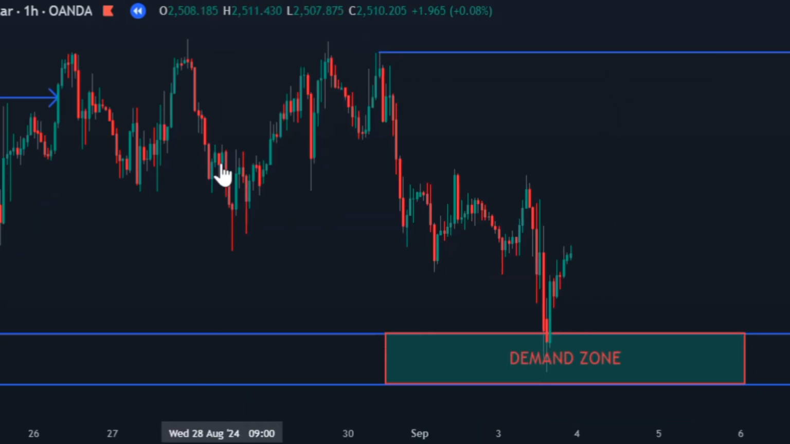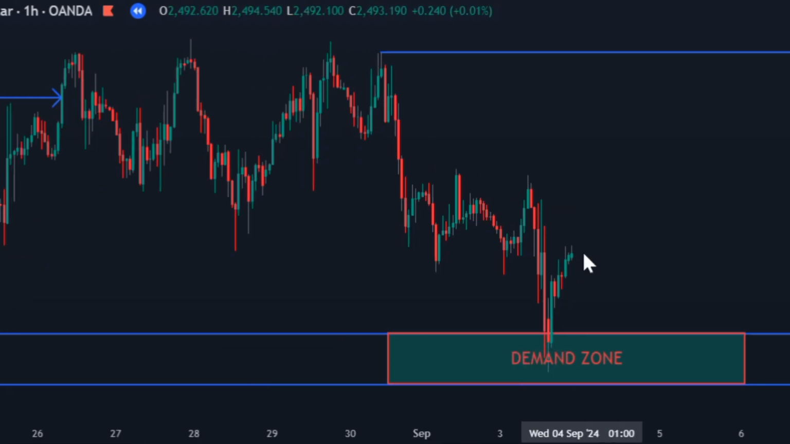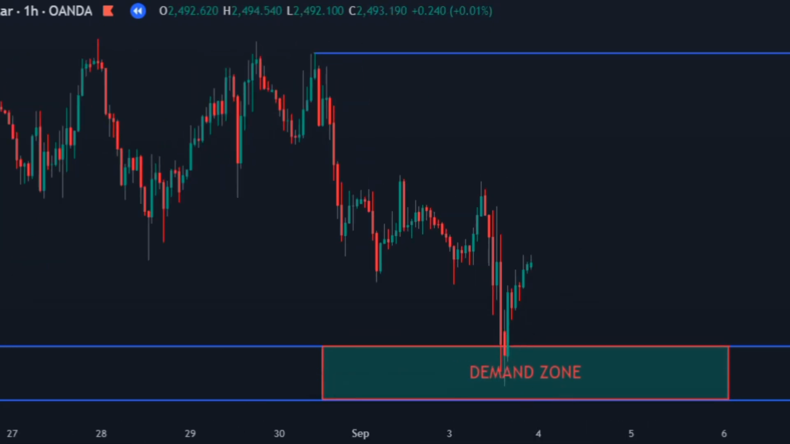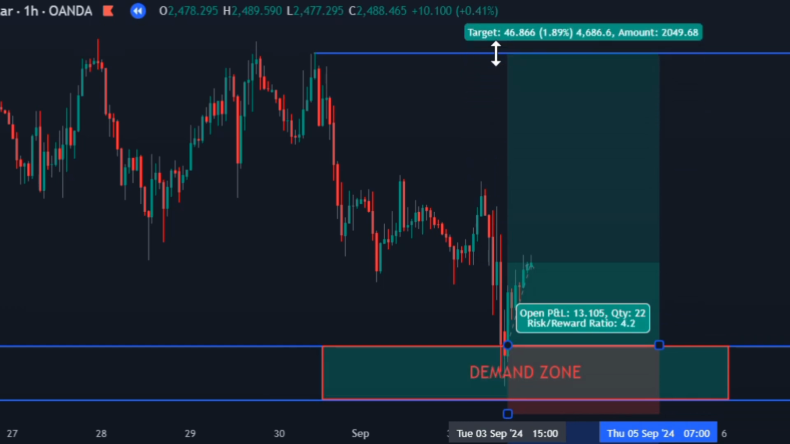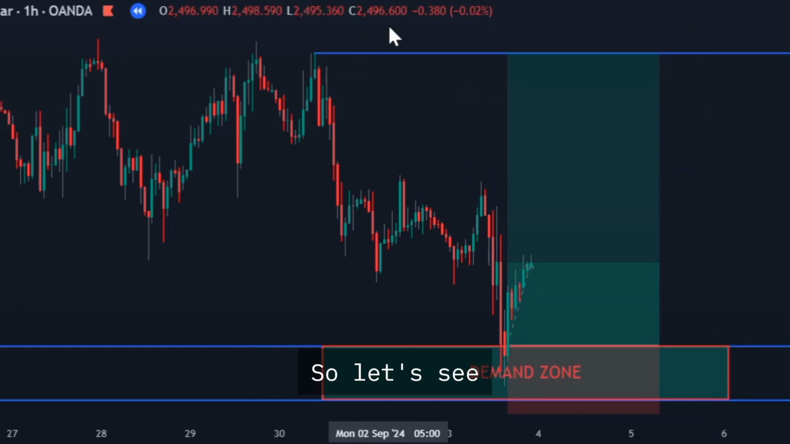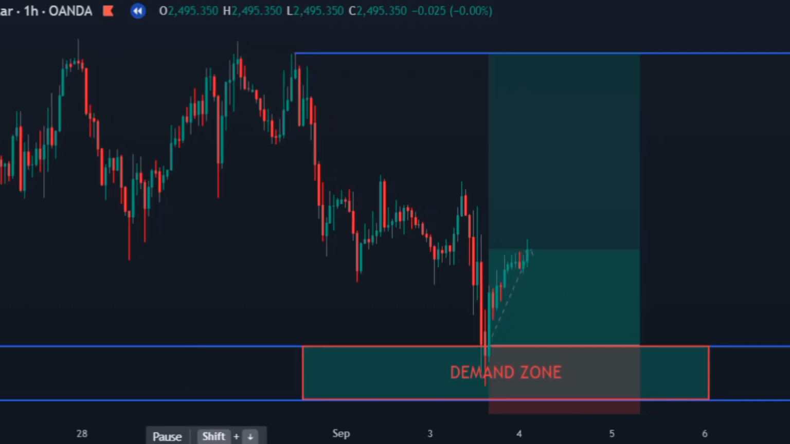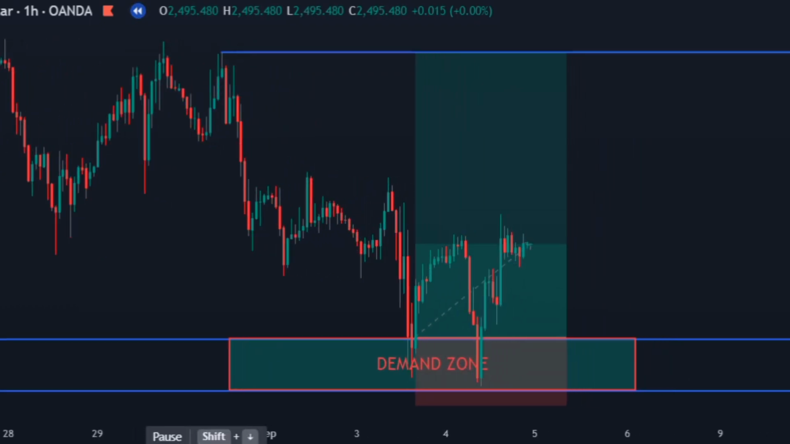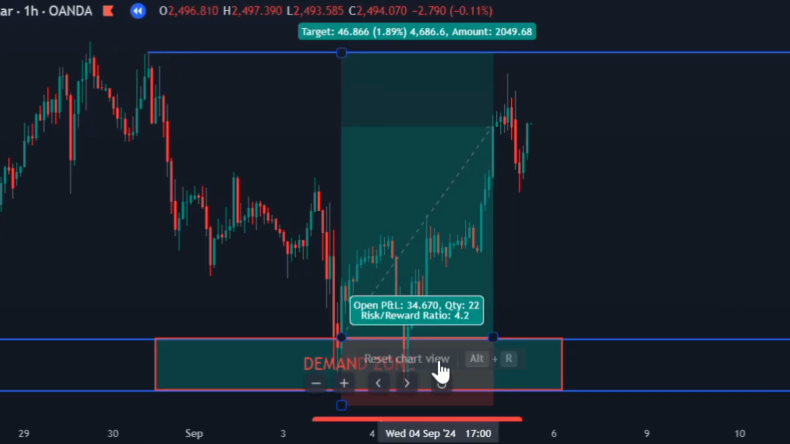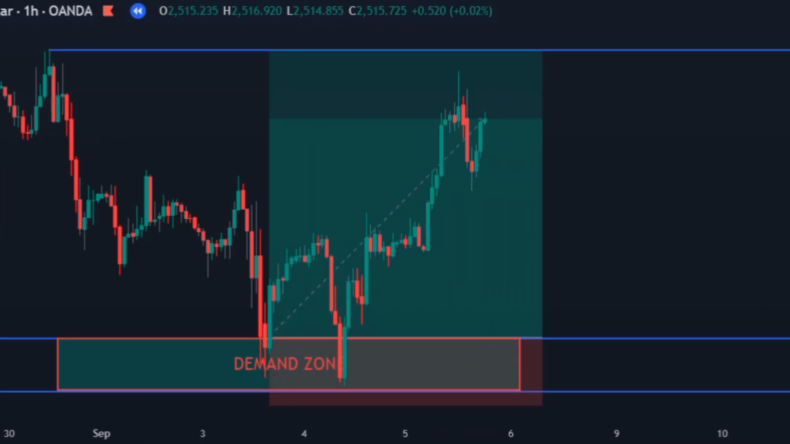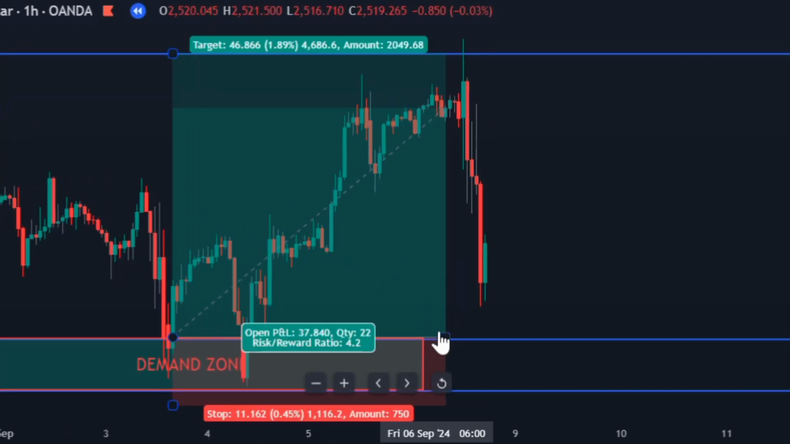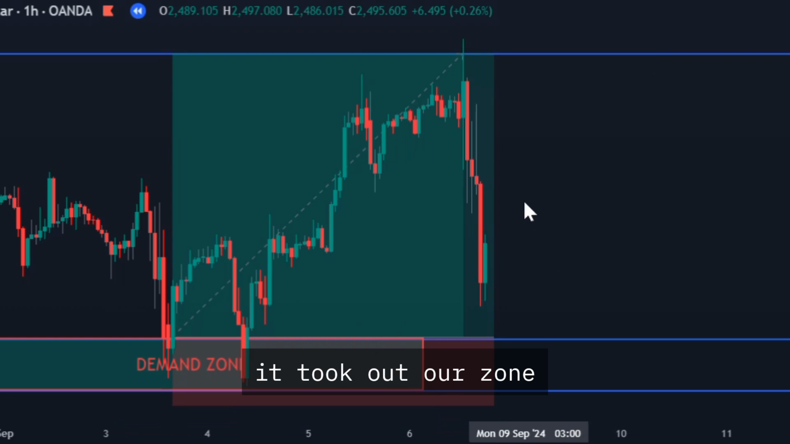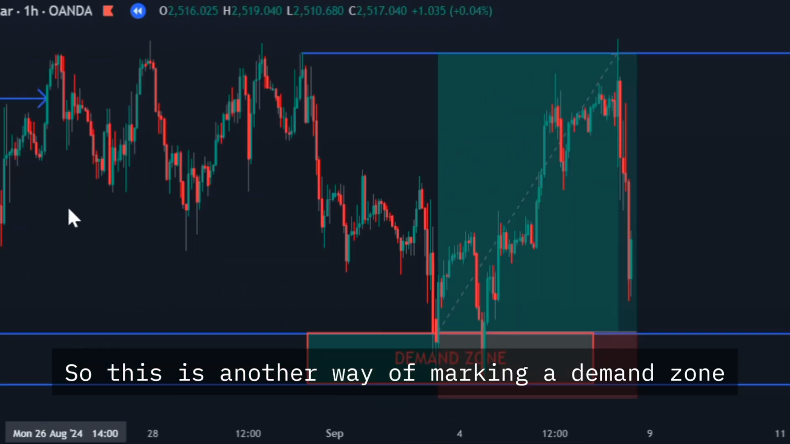I want to target this high, stop loss to this low. Long position. I want to see price reach to this high. So let's see. Then finally, it took out our zone. So this is another way of marking a demand zone.